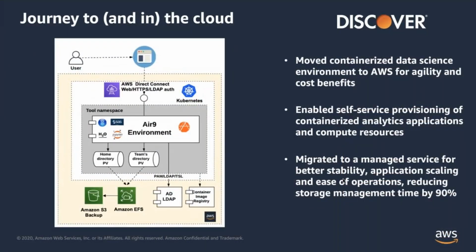And last example is Discover, who built a data science platform in Amazon Elastic Kubernetes Service using EFS. So the big benefit here is their data scientists are more productive because they each have their own personalized data science environment. And they're able to share data easily because there's a shared file system underneath the whole thing. They call that environment the Air9 environment.